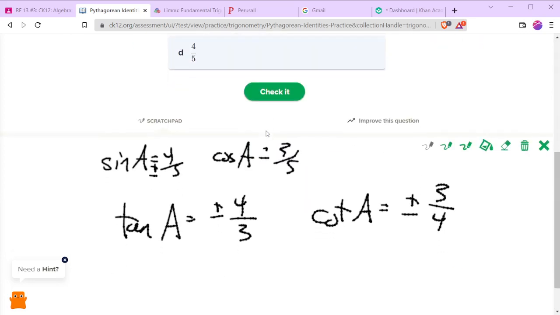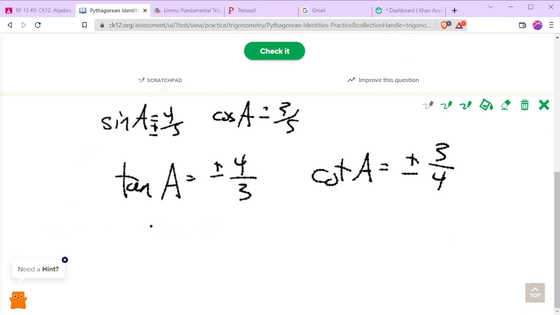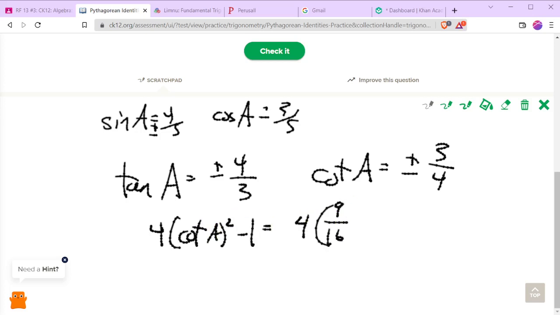So cotan squared, 4 times cotan A squared minus 1 is 4 times 9 over 16 minus 1. So that's 9 over 4 minus 1. That's 5 over 4.